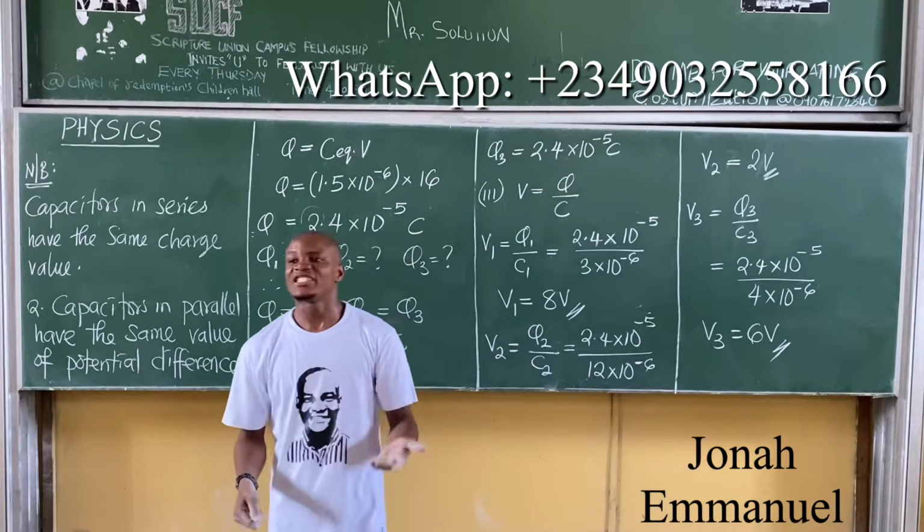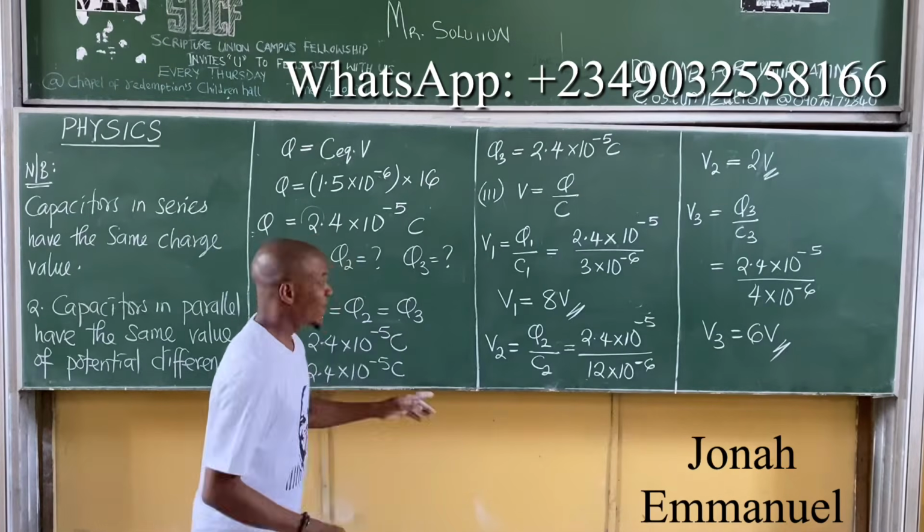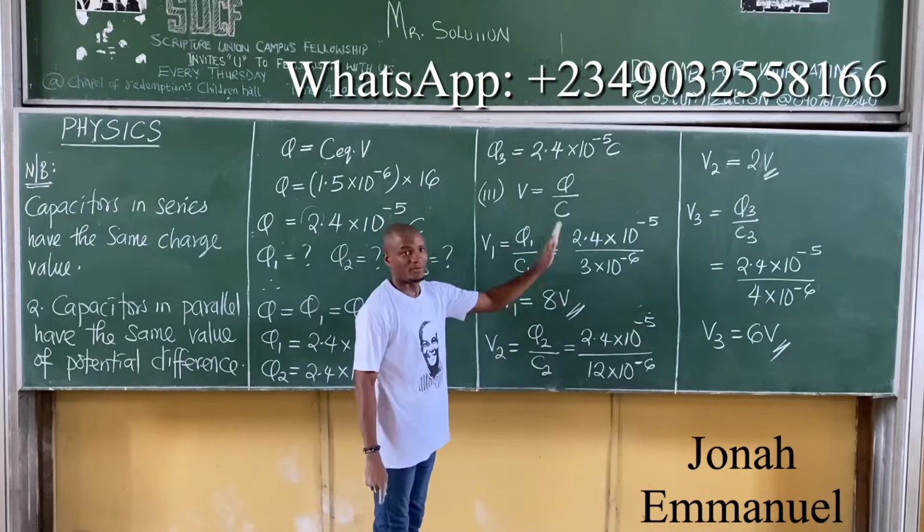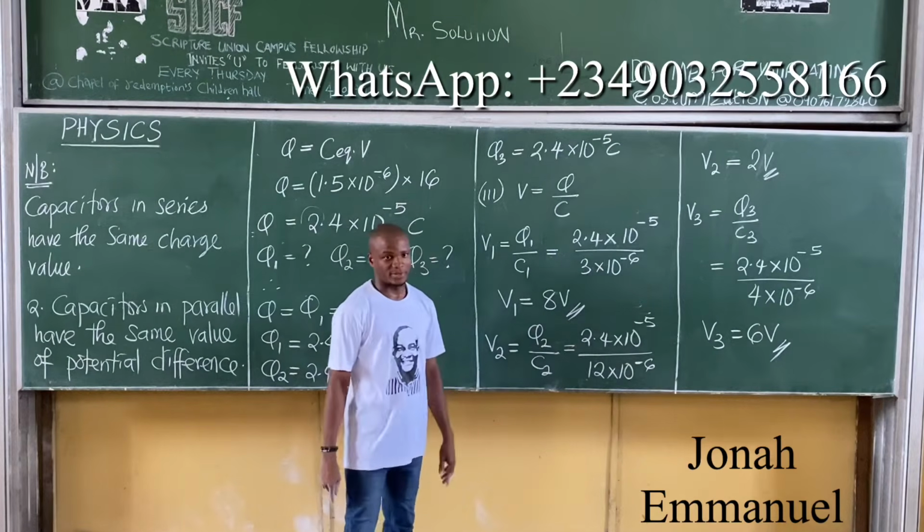So here's your thing. For series arrangement of capacitors, they have the same value for charges, but different values for the potential difference. That's it.